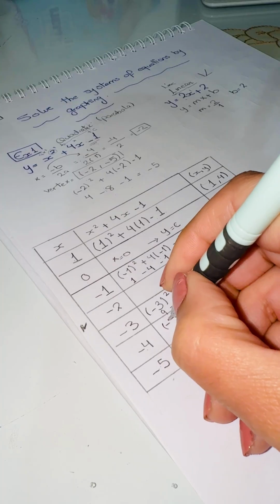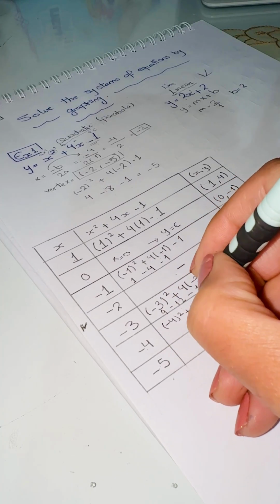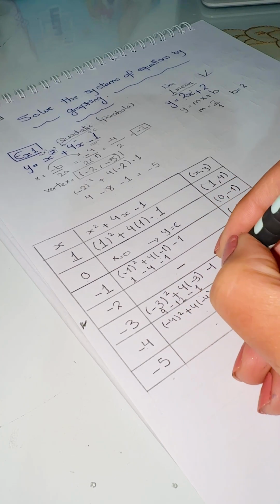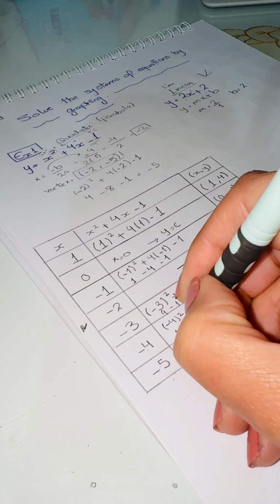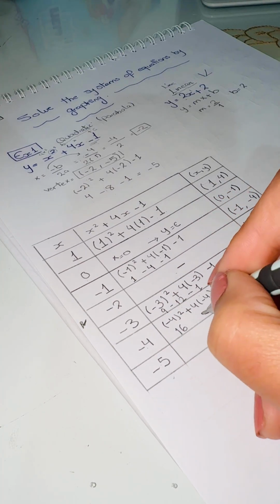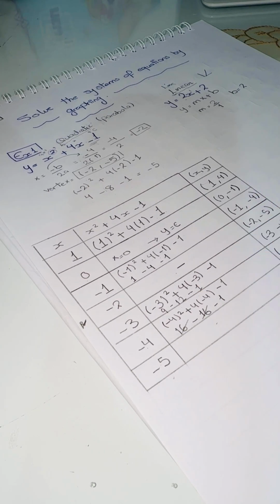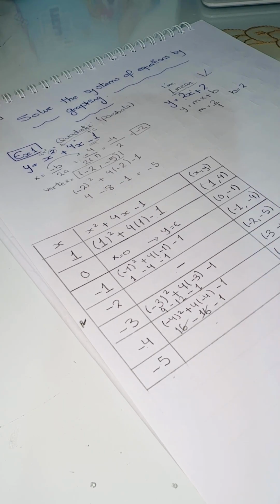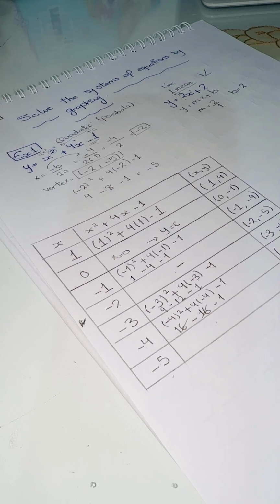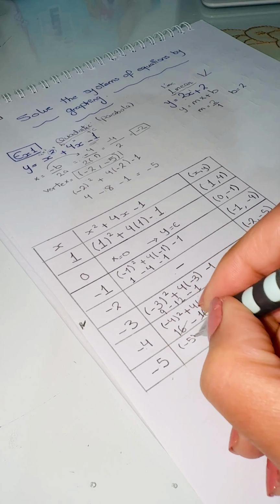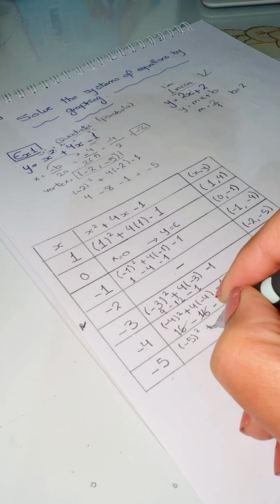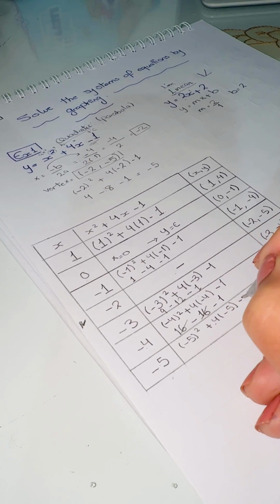And here, -4 squared plus 4 times -4 minus 1. So here, -4 squared is 16, minus 16, minus 1. You know, 16 minus 16, I will cross them together. So what will be the answer? -1. And the last one, -5 squared plus 4 times -5 minus 1.